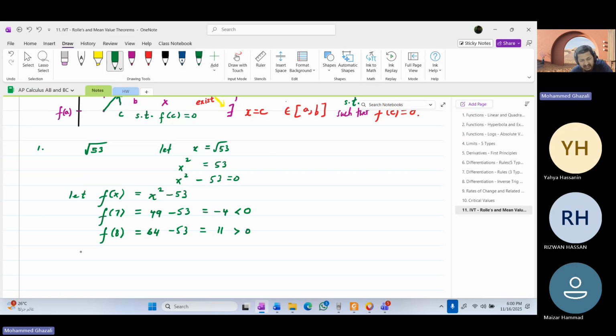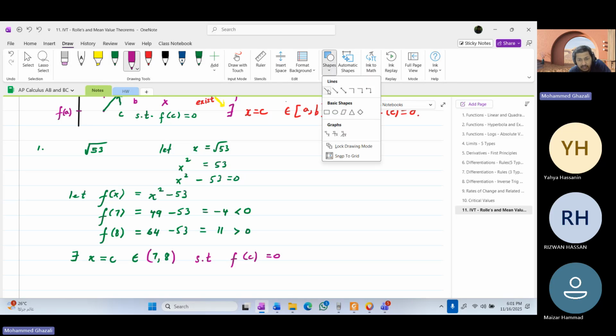So what we can say is that there exists x equal to c in the interval 7 to 8. We know exactly that the answer can't be 7 or 8, so it must be in between 7 and 8. Now you can put a round bracket because you know where that lies, such that f of c is equal to 0. So what you are saying here is that there is an answer for c which is between 7 and 8. What does this here mean?